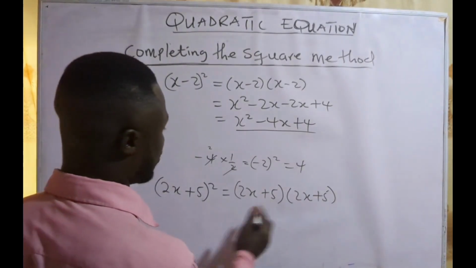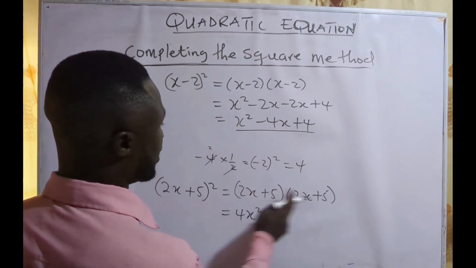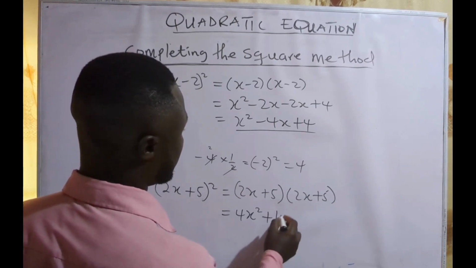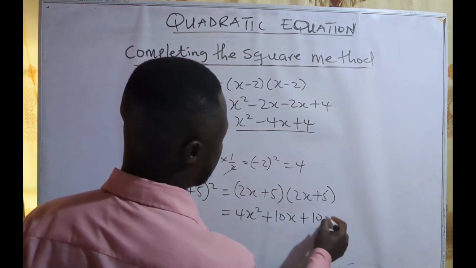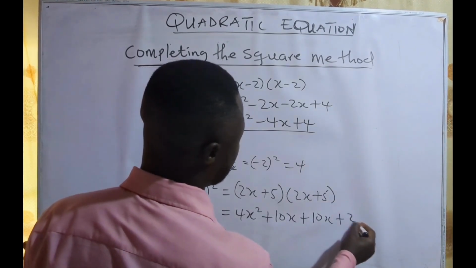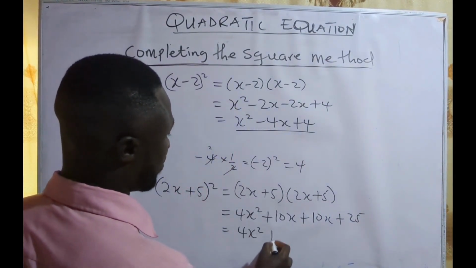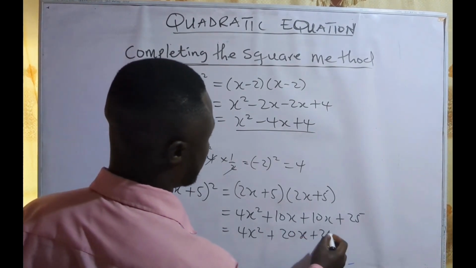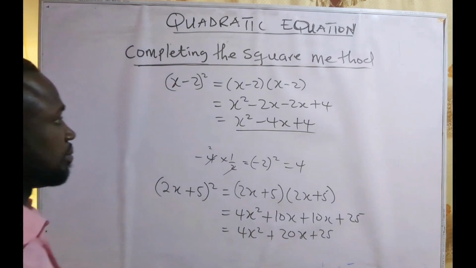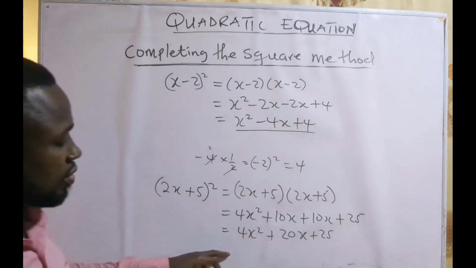2x times 2x will give me 4x squared. 2x times 5 will give me 10x, right? 5 times 2x will give me 10x. And then 5 times 5 will give me 25. So at the end of the day, I'm going to have 4x squared plus 10x plus 10x, which gives 20x, plus 25.